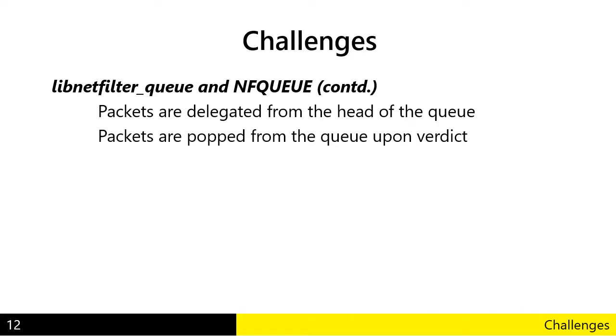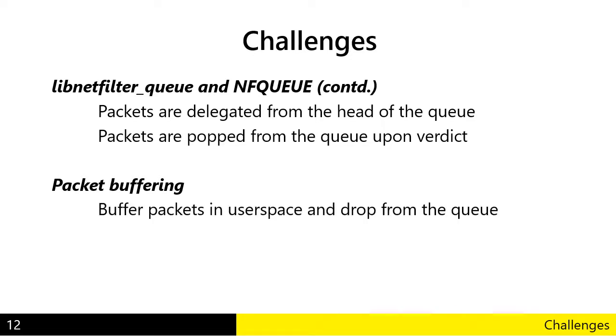So whenever a packet has been issued a verdict, it is popped from the queue and the corresponding action is enforced. Packet buffering is an action in which we buffer packets in user space. Whenever a packet is received by the NF queue, we send the metadata and the packet payload to the user space, and the user space asks the NF queue to drop the packet and buffers the packet in user space along with its metadata and the payload.